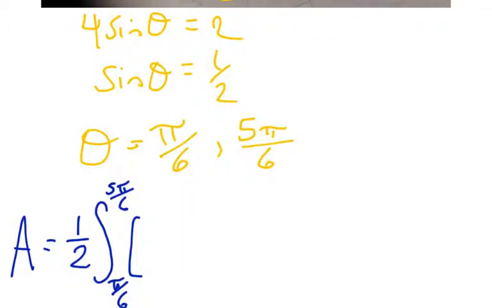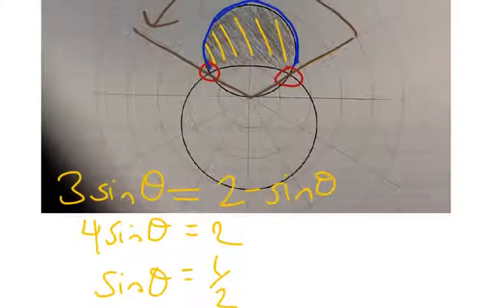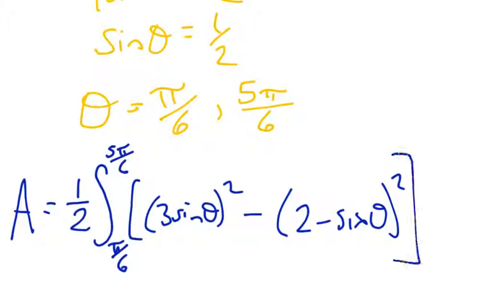We're going to have 3 sine theta quantity squared, and then subtract from that the square of the smaller one, the inner one, if you will. That's the other curve down over here. So minus 2 minus sine of theta quantity squared, and then we just need to do that with respect to theta. That's what the answer is going to be.